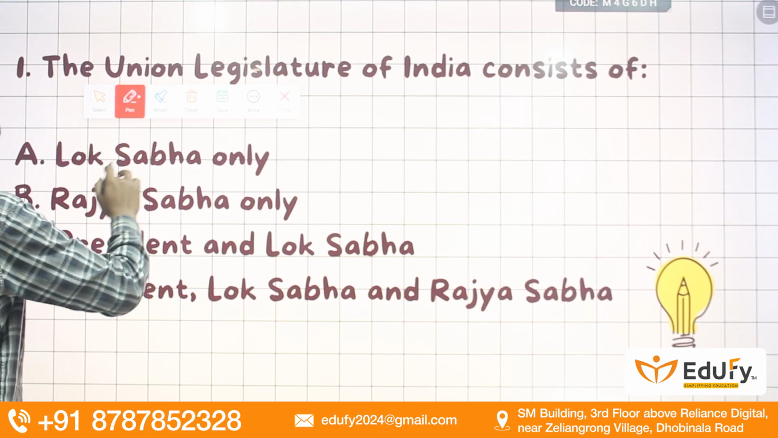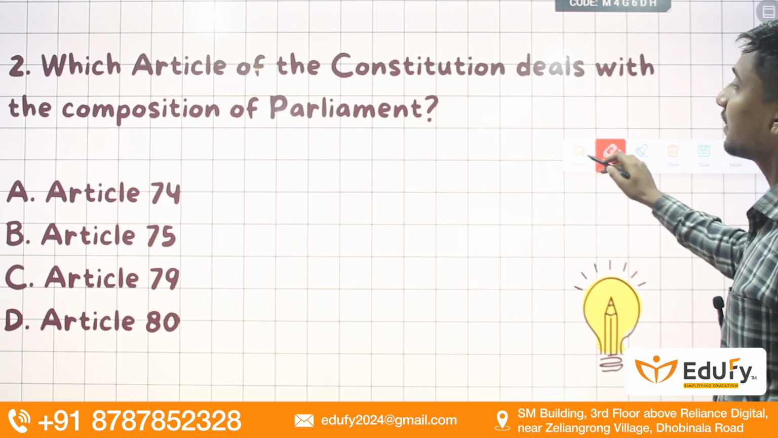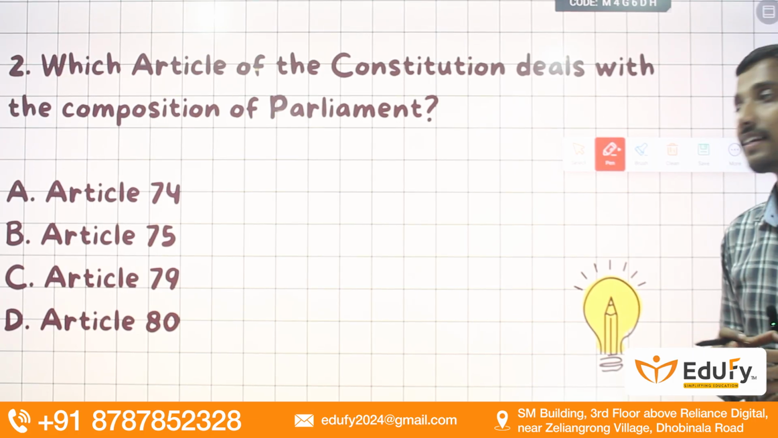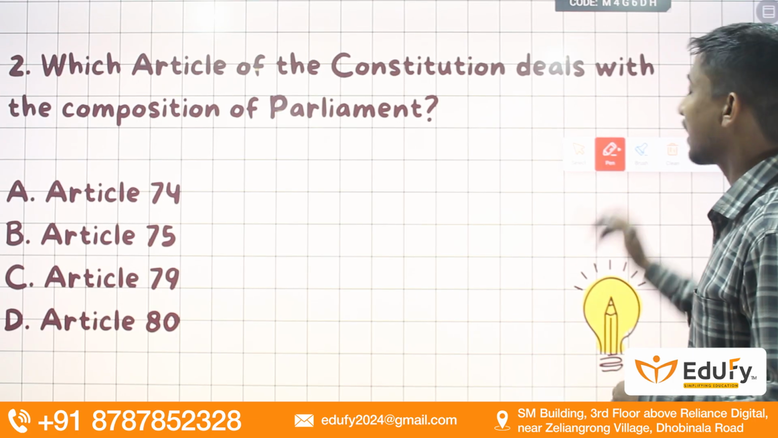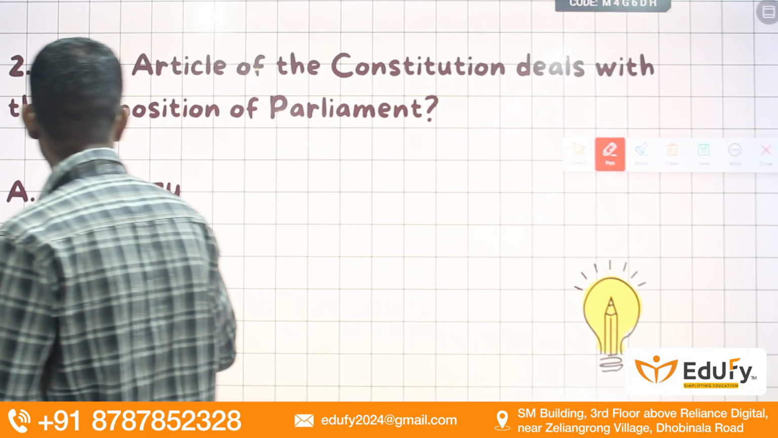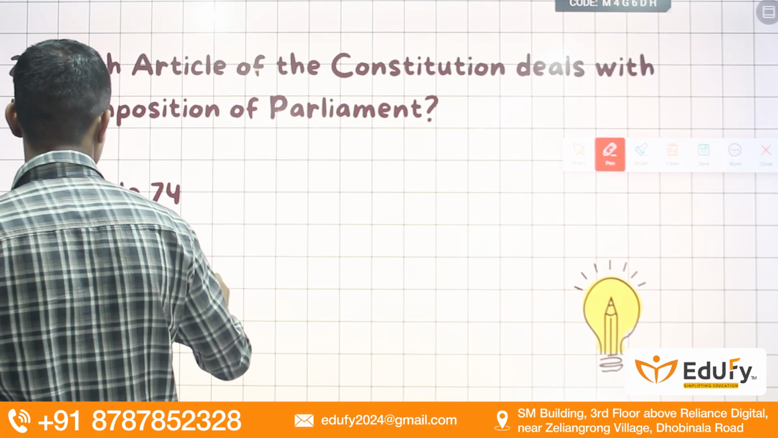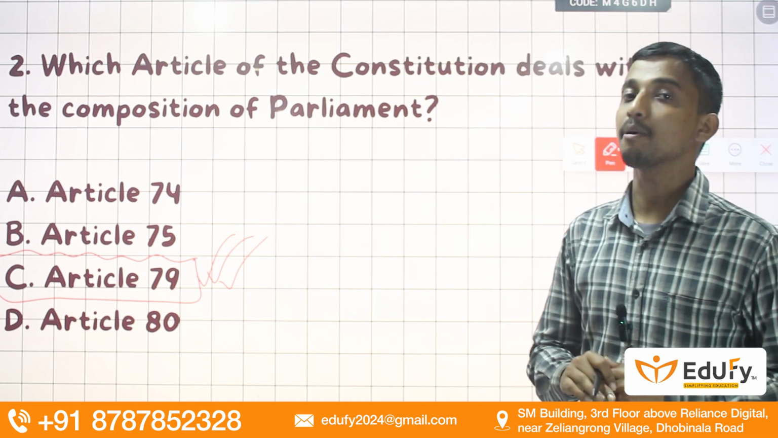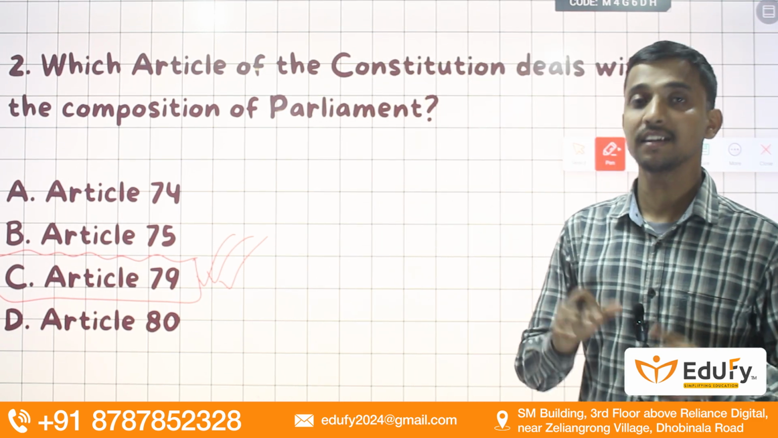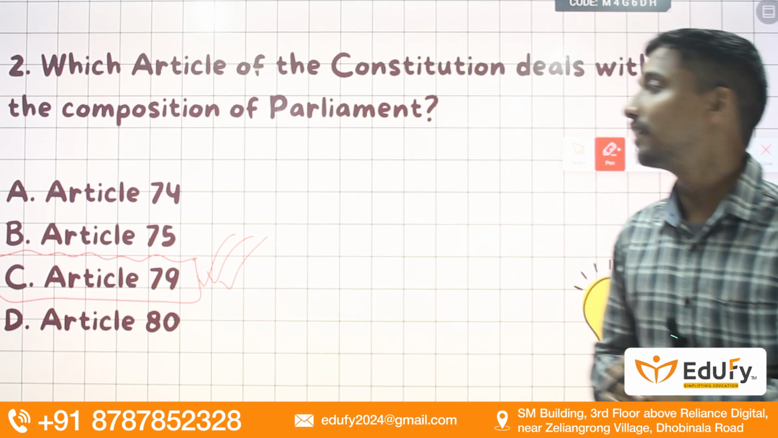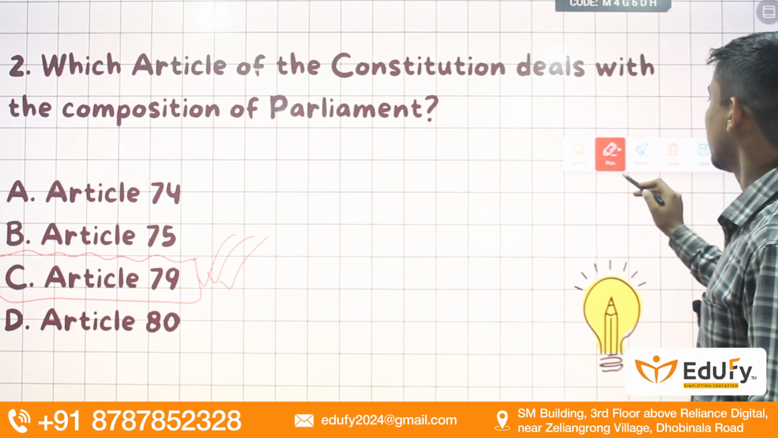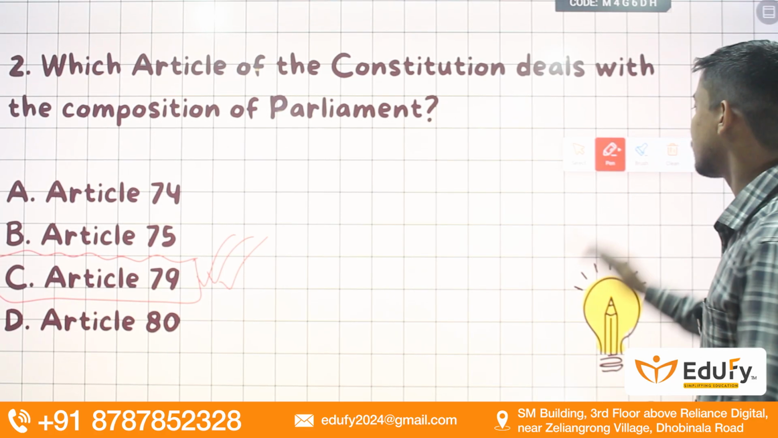Moving towards the next question, guys, we have: which article of the Constitution deals with the composition of the Parliament? So guys, it has been explicitly mentioned in Article 79 of the Indian Constitution. Article 79 talks about the composition of the Indian Parliament, that is the Rajya Sabha, the Lok Sabha plus the President of India. So the correct option will be option C.